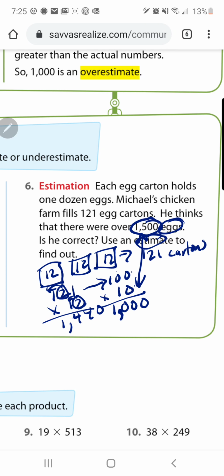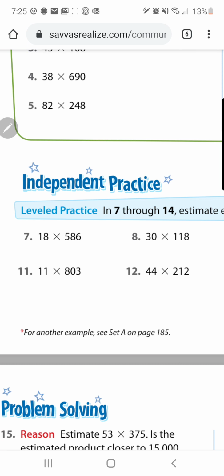So that estimation is a little off. Okay, let's move on. Let's try number 7. We're just gonna try a couple more, and I'll let you do the rest. Number 7, we've got 18 times 786. And put them up. Times 18. So what do we do here?